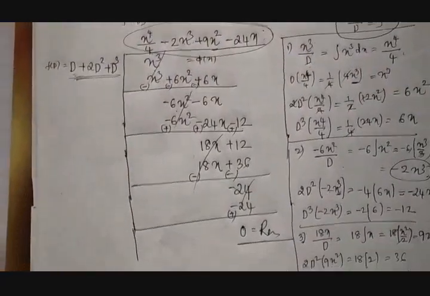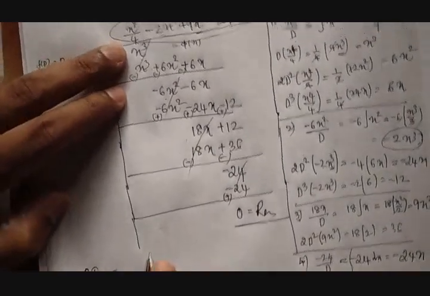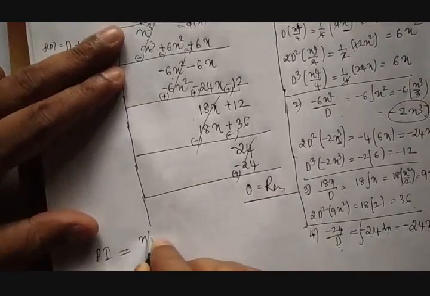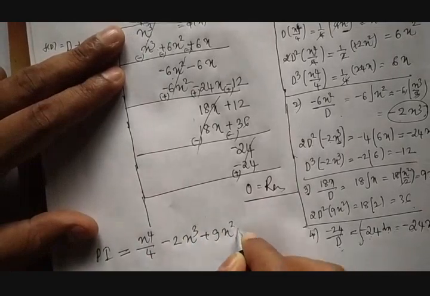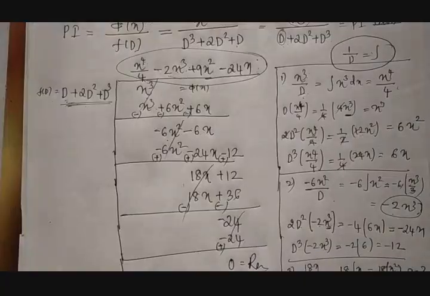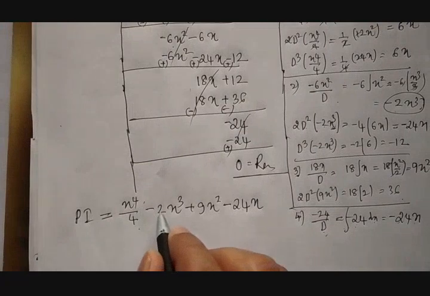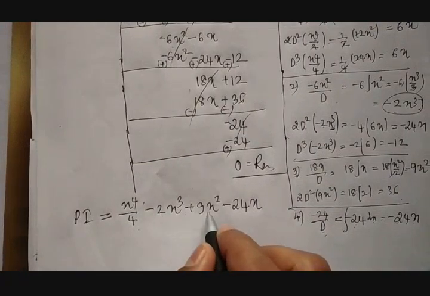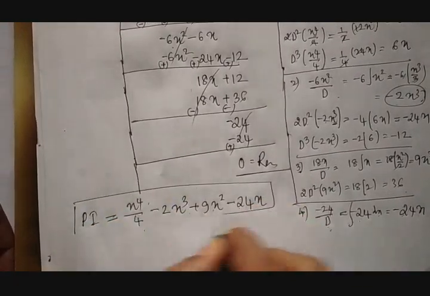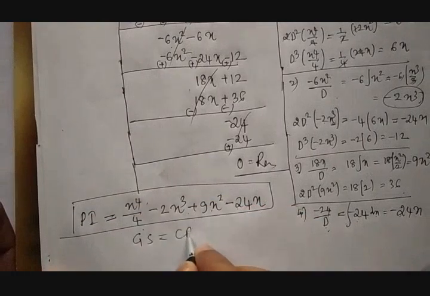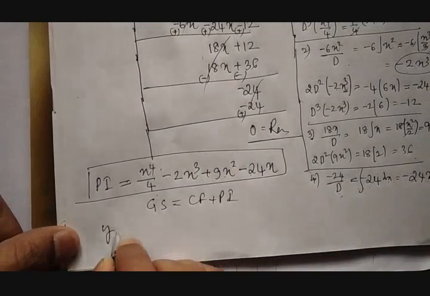So this we need to take as the particular integral. Therefore, the particular integral is x raised to 4 by 4 minus 2x cube plus 9x square minus 24x. Therefore, the PI is x raised to 4 by 4 minus 2x cube plus 9x square minus 24x. So this is the PI. Therefore, what is the general solution? Complementary function plus particular integral. So write down the general solution.